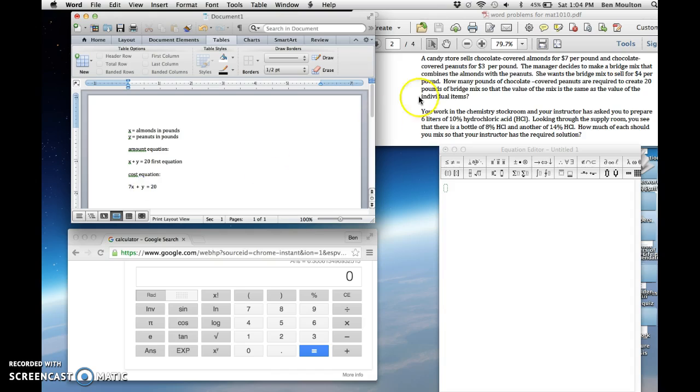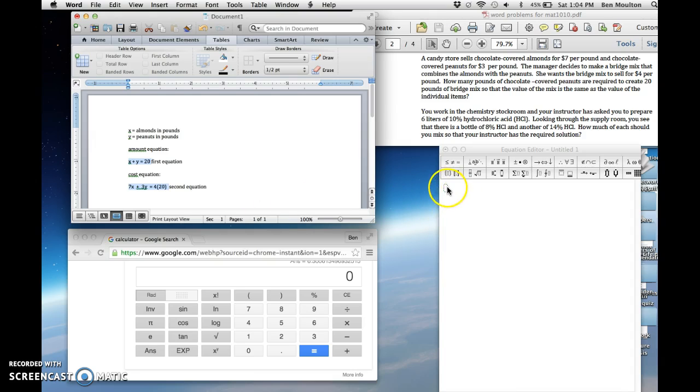Now let's look at the peanuts. They're selling for $3 per pound, so we'll put a 3 right in front of the y, just like we did for the x. See how that works? And for the 20, we know we want to sell that mix for $4, so we're going to put a 4 in front of that 20. And there are my two equations. Here we've got x plus y equals 20, and here we've got 7x plus 3y equals 4 times 20. I've got my two equations, so I can solve this.